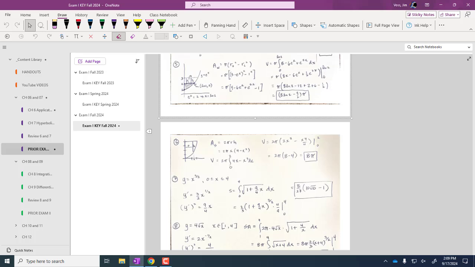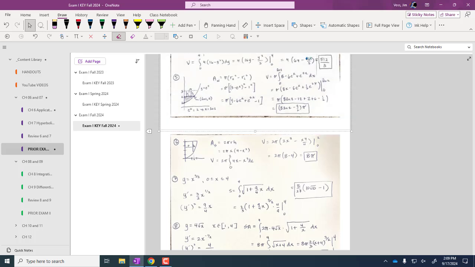When we say that the axis of rotation is horizontal, let's undo that.